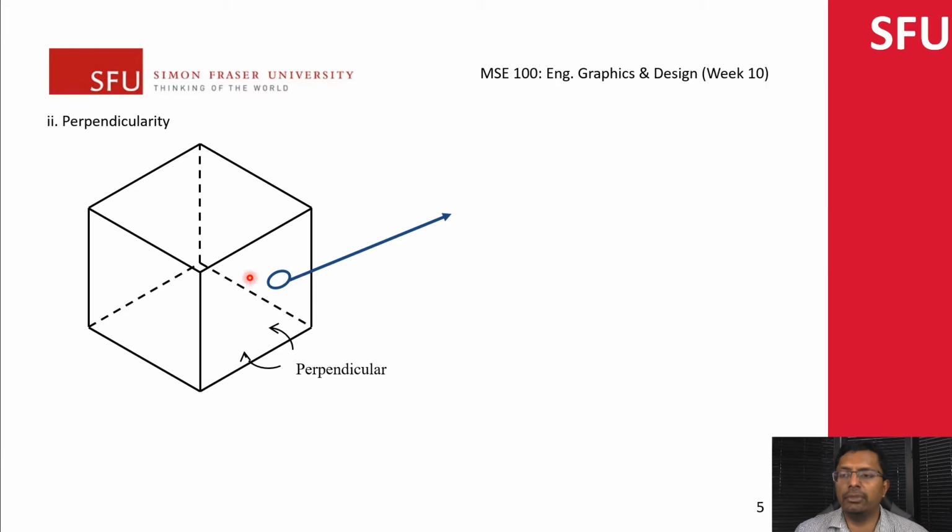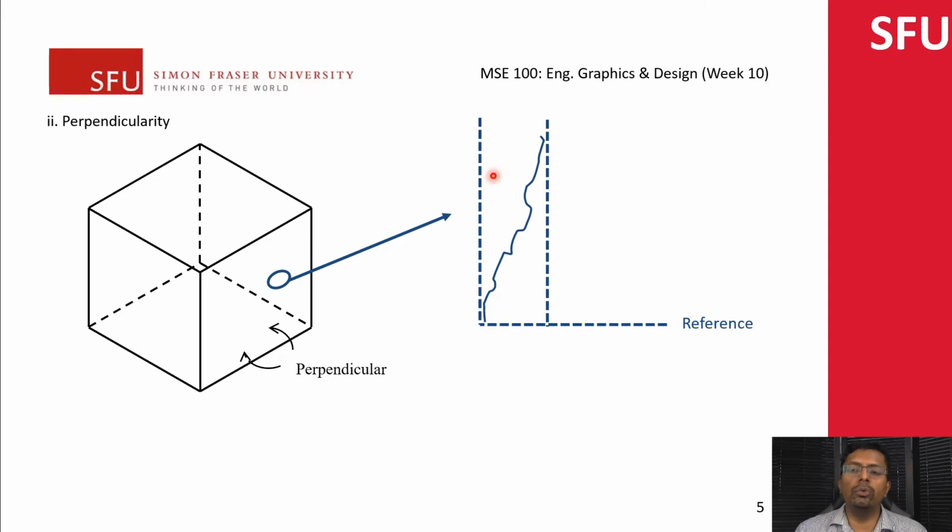Say for instance I pick the surface, it's going to have a wiggliness to it, right? So what I'm going to do is define my reference surface. Typically that will be the bottom surface. That's what I'm going to make it perpendicular to, and this is going to be a reference. Then I'm going to draw two planes which are exactly perpendicular to my reference direction or reference plane. Then the tolerance is going to be the distance between the two planes.